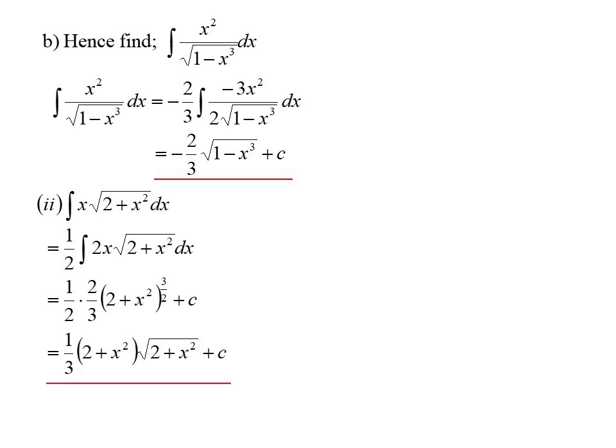Now, there is another technique, which we'll look at in far more detail next year, called integration by substitution.